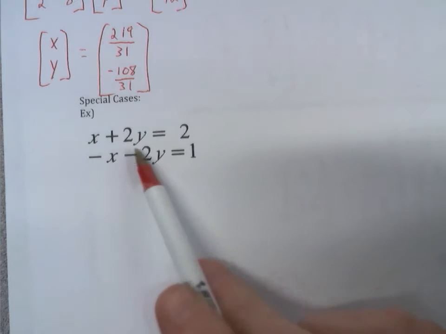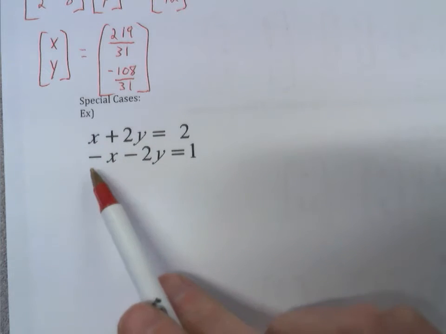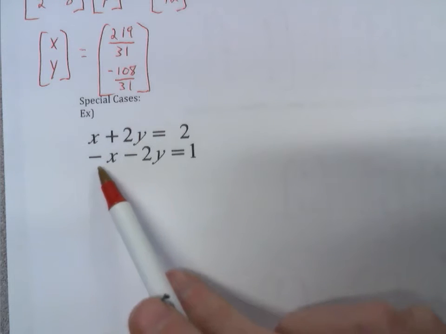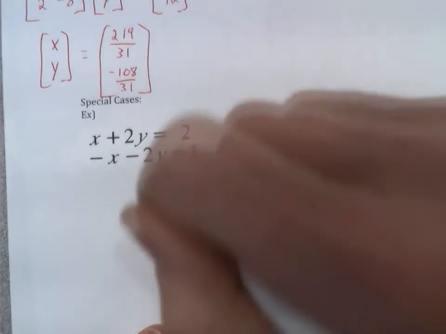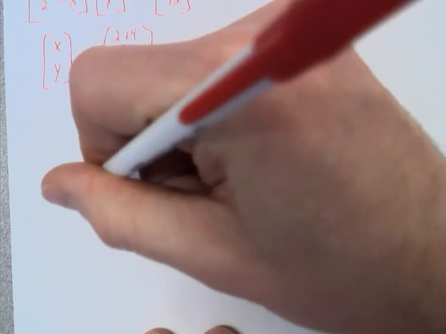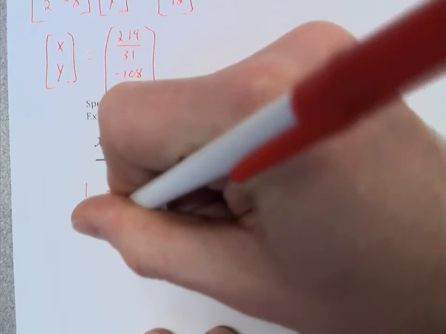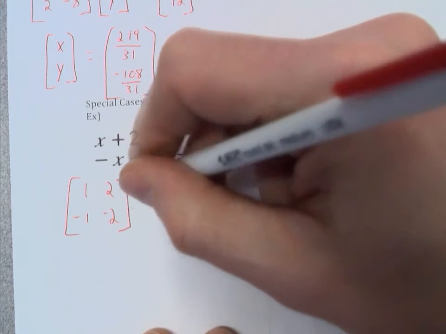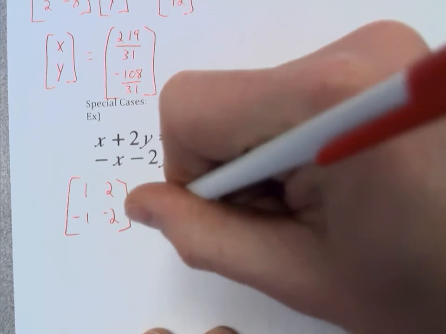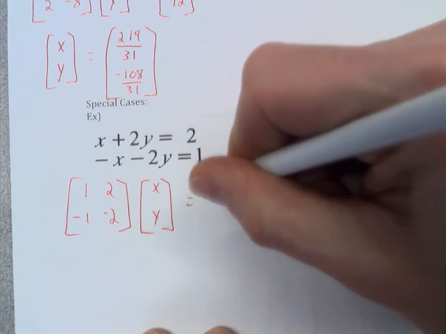Now we're going to take a couple more linear equations. x plus 2y equals 2, negative x minus 2y equals 1. And again, we're going to set these up as matrices. So we've got 1, 2, negative 1, negative 2. That's our matrix, and that would be multiplied by x and y, and that would equal 2 and 1.